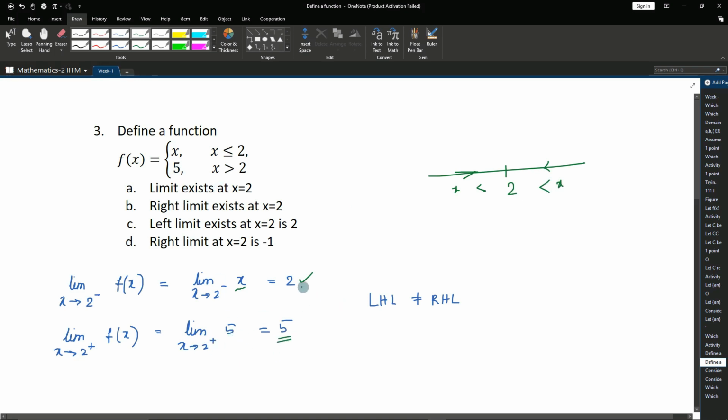Since the left hand limit and the right hand limit are not equal, the limit does not exist at 2. So the right hand limit exists at 2. Yes, the right hand limit exists at 2. The left limit at 2 is 2. Yes, this is also right. The right hand limit at x equal to 2 is -1. This is false.